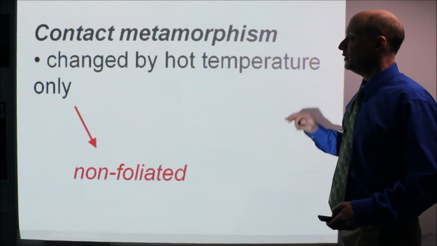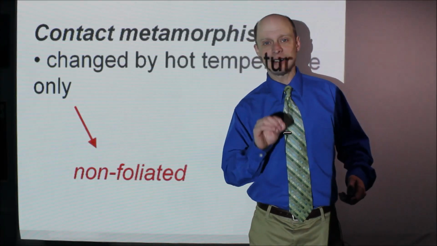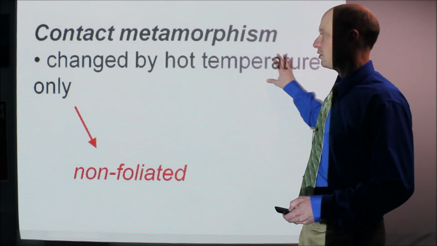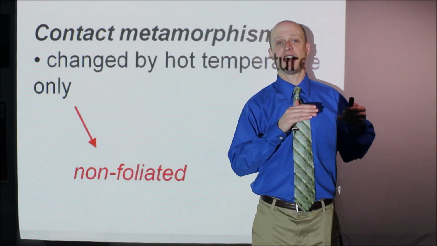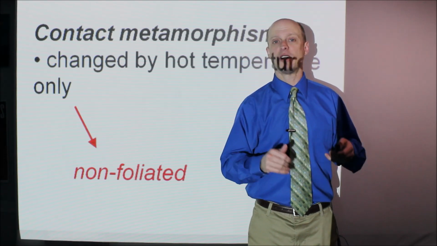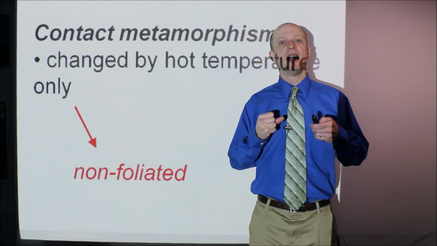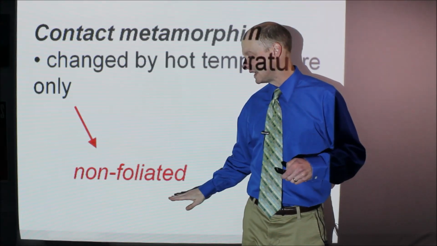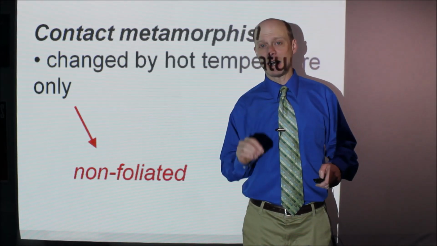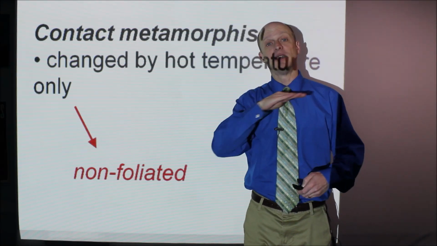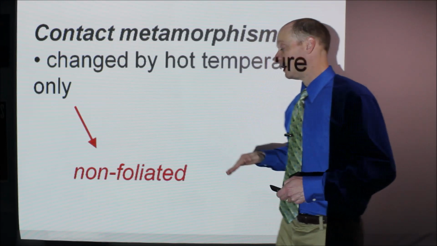So the other type of metamorphism is contact metamorphism. Contact means touching, and that is changed by hot temperature only. So that means it's touching something that's very hot, usually lava or other rocks that are really hot, and that will metamorphose the rocks too, and sort of like cook the rocks, we say. But what you get here is usually non-foliated rocks, because you don't have all of that pressure pushing down on it to cause the foliation.